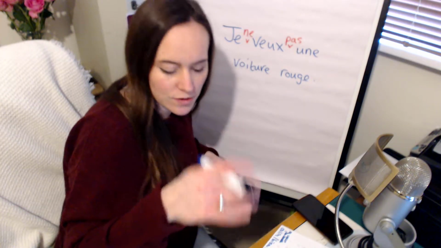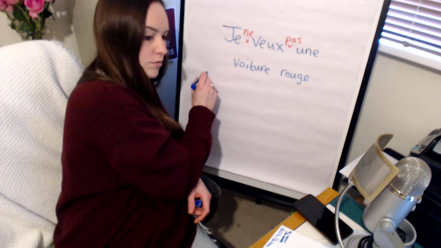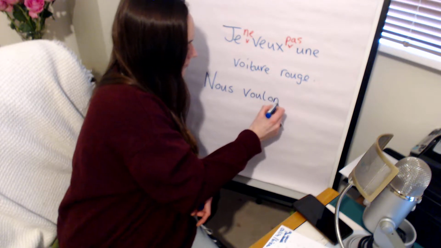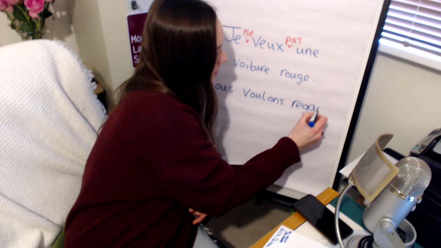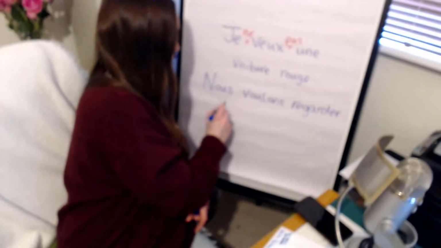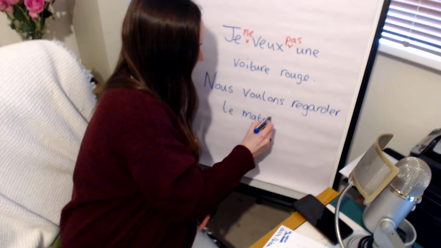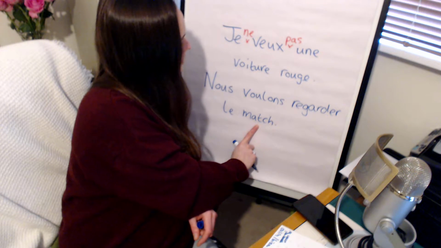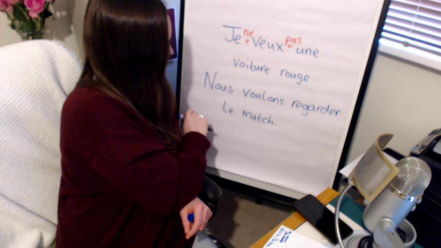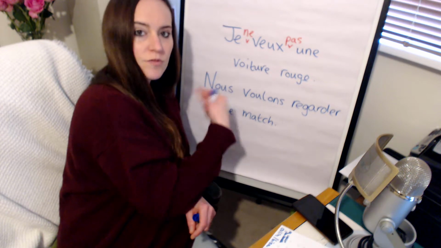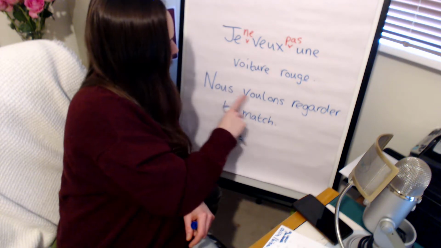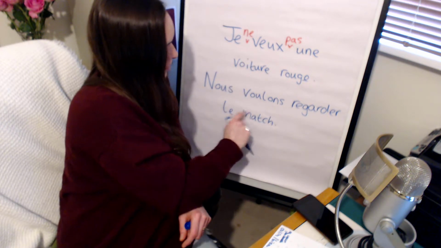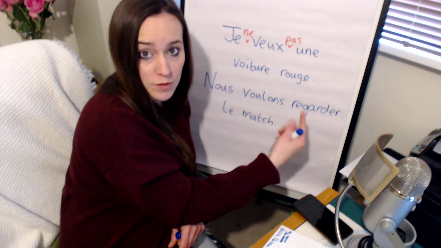Okay, here's one sort of similar to what's on the sheet. Nous voulons regarder le match. I'm just going to stop it there, slightly shorter than the example on your sheet. Nous voulons regarder le match. So here, what's the difference with this first sentence? We've got a different subject. We've got nous, which is like we. We want, so nous voulons. So we've got the ou sound in the verb rather than the e. ONS, you'll see that at the end of nous form verbs, so it's really handy.